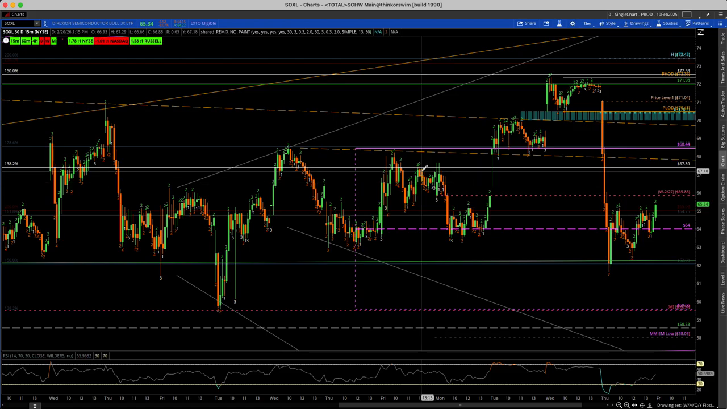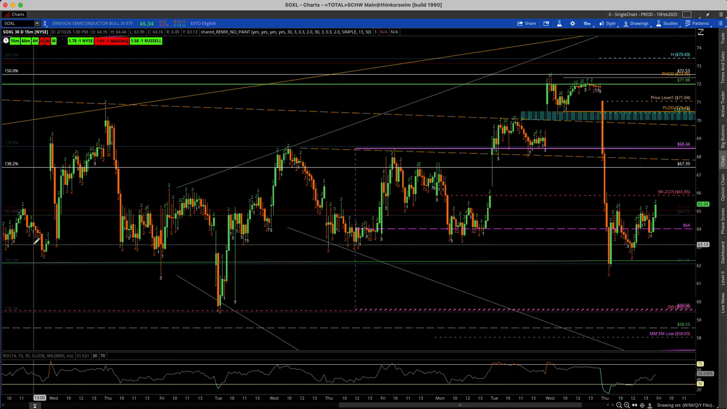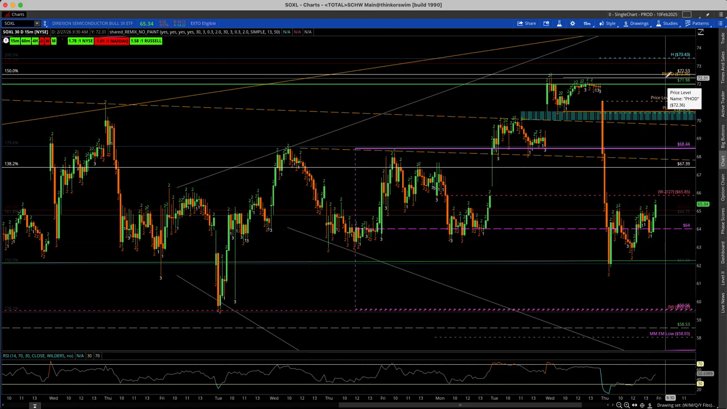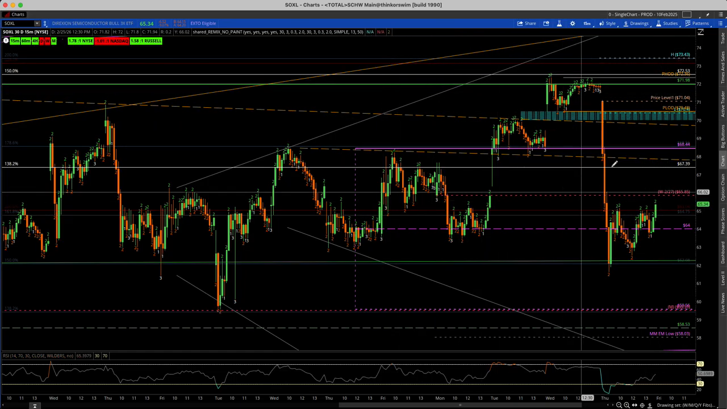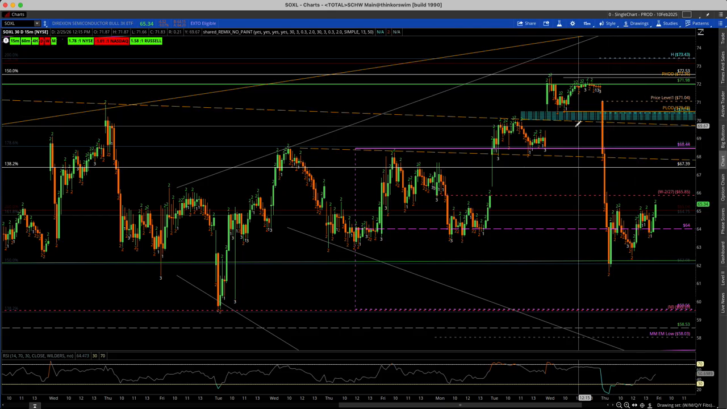But anyways, just based off location, this would be a pretty good location to grab some longs to go back at least to the top of the range. Not saying we're going to go to all-time highs, but a bounce back to the top of the range wouldn't be surprising.